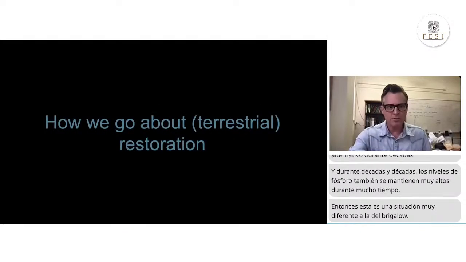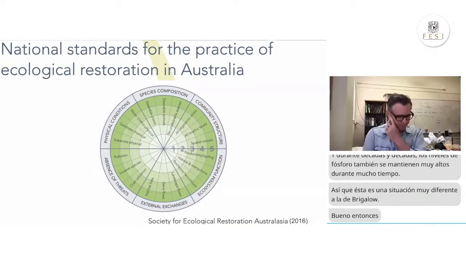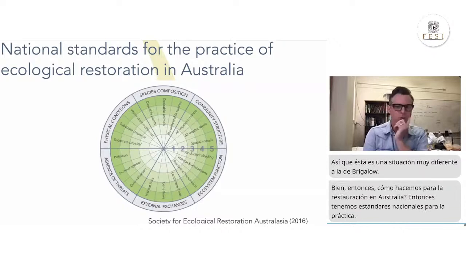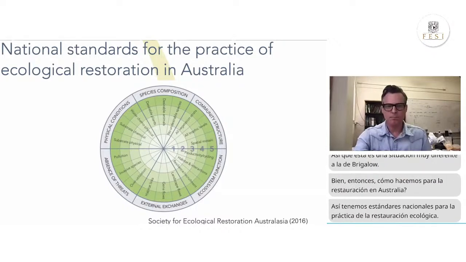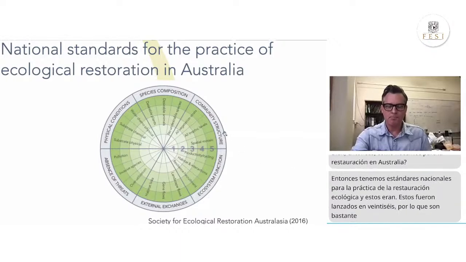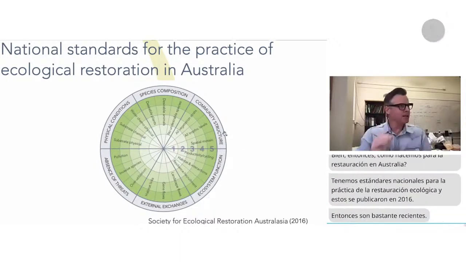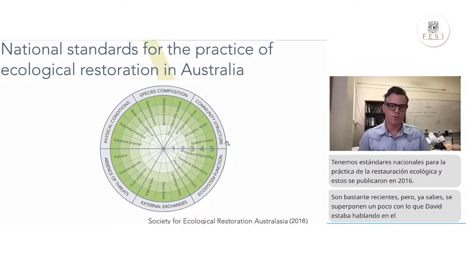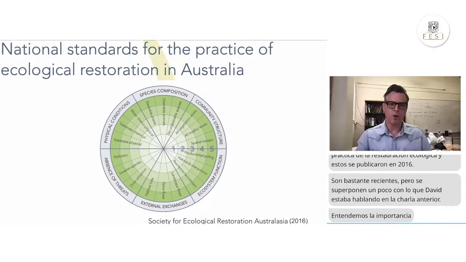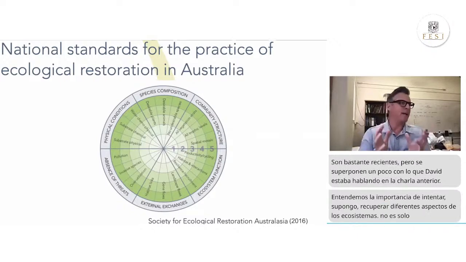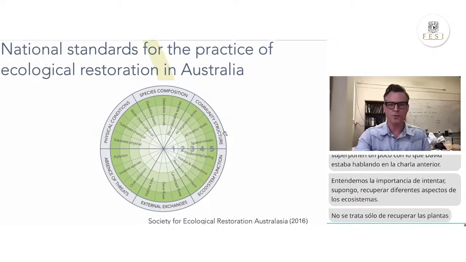Okay, so how we go about restoration in Australia. We have national standards for the practice of ecological restoration, and these were released in 2016, so they're fairly recent. But you know, overlapping a little bit with what David was talking about in the previous talk, we understand the importance of trying to, I guess, recover different aspects of the ecosystems. Okay, it's not just about getting plants back in the ground like we used to think it was.